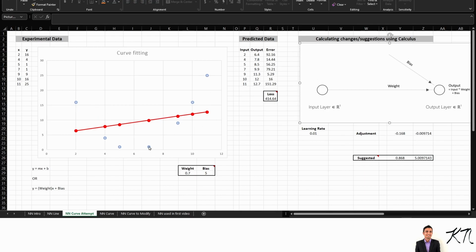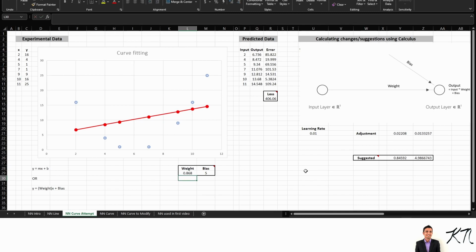This data doesn't look linear, right? I've changed the y output, right? So this data is kind of more of a curve. But that's fine. We're going to try to see what we can do. The loss, as you can see, is already quite high, 400. So let me see if I can take this suggestion right here, right? It's still suggesting me something, 0.868. The loss went down, but not much. So 4.99.